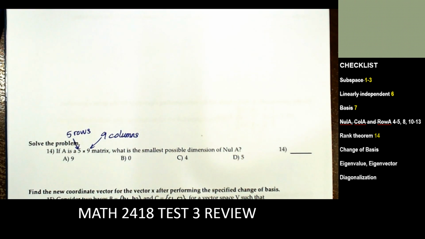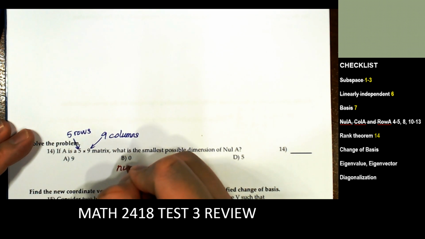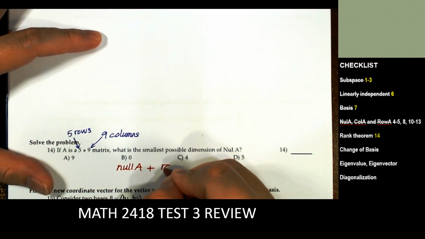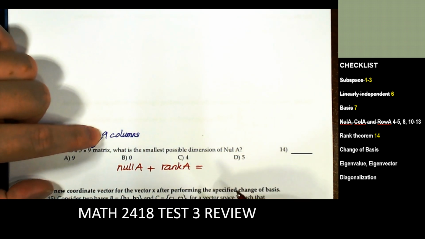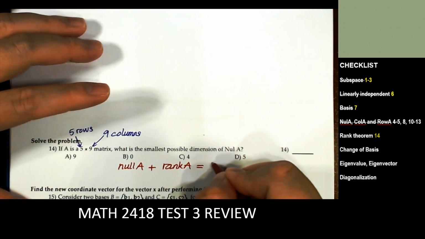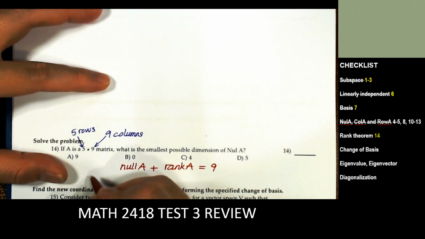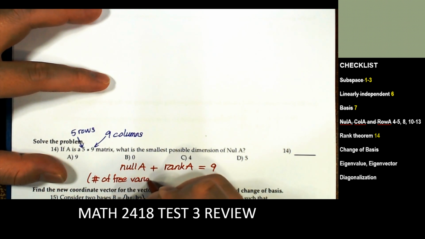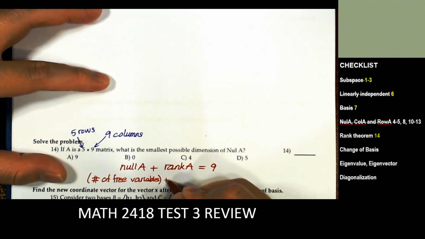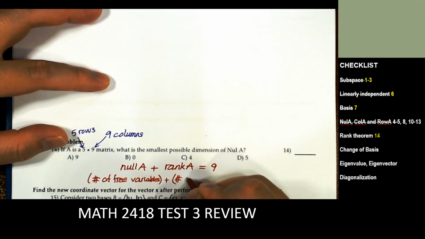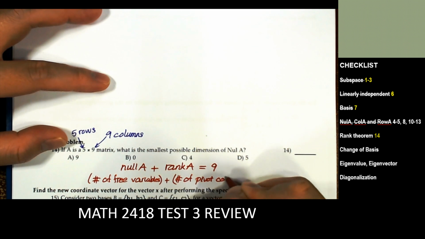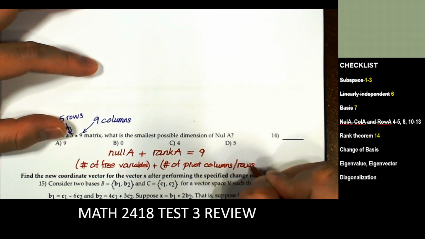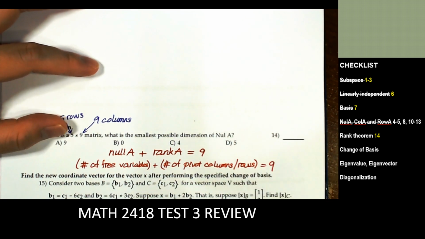Right, and then we go to the rank theorem. We say the nullity of A, the dimension of the null space, plus the rank of A must be equal to n, which is 9, the number of columns. The nullity of A is the number of free variables. And the rank of A equal to the number of pivot columns. Of course, the number of pivot columns is also the number of pivot rows. And when we add those two together, must be equal to 9, the number of columns.